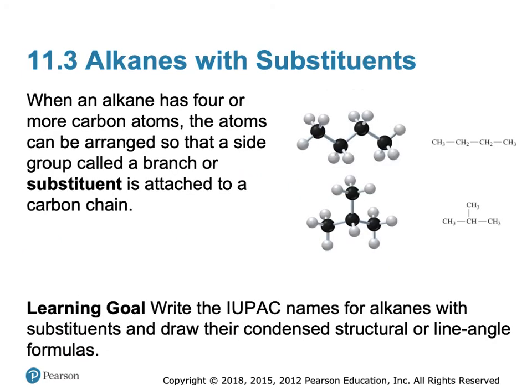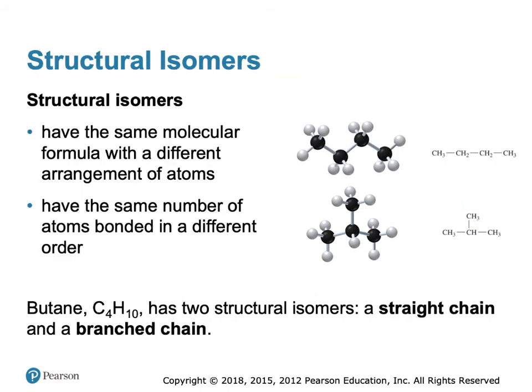In addition to these linear chains, we can have alkanes with substituents, where instead of having just a straight linear chain, we may move a methyl group to a different carbon. This is known as a substituent. It is a branch point attached to a carbon chain. We are going to learn about these compounds in the next several slides. We are going to learn about different compounds known as isomers. There are many different types of isomers.